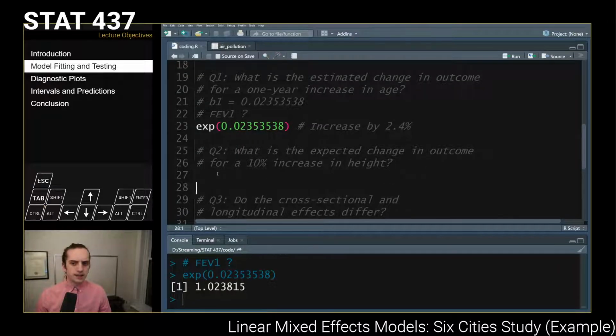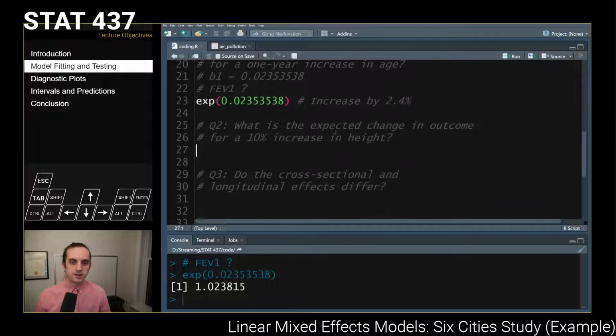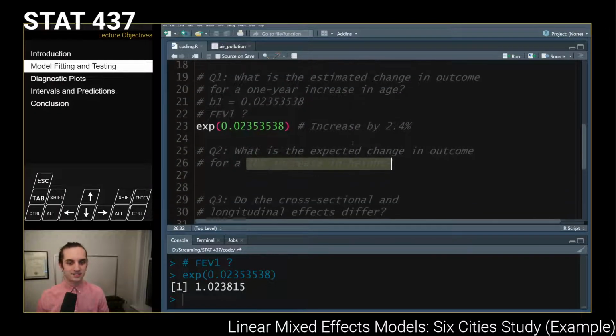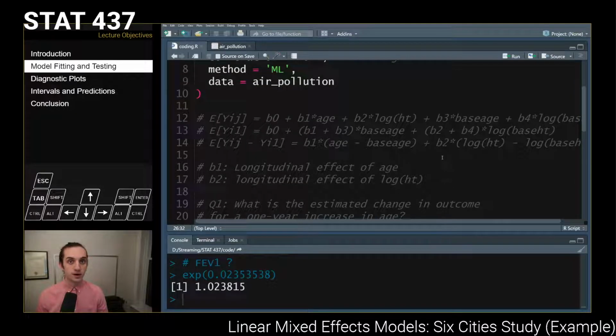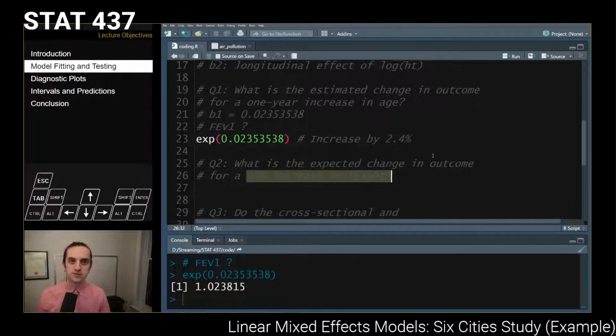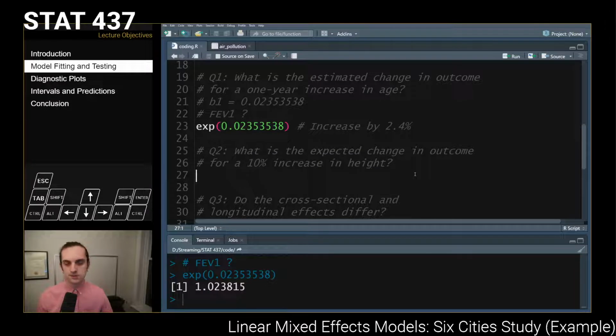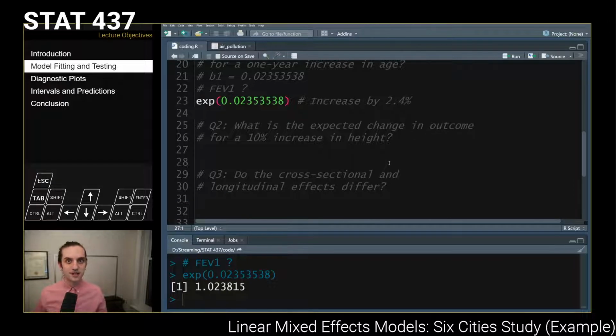Now we can move on to height, and it's a similar situation. The reason we're asking for a 10% increase in height is that if we were to increase the log height by 1, that's going to be someone growing to be about 2.7 times their size. That's obviously not scientifically interesting, but someone's height increasing by 10% certainly seems to have a meaningful effect.